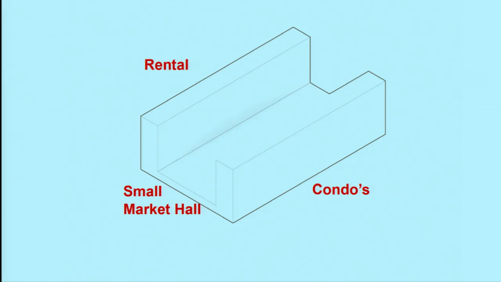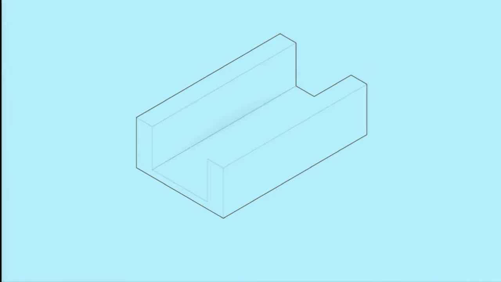So here you see it. It's a small market hall with condos and rental apartments, two slabs, super simple, and this they could actually afford. So here we built a model out of it instead of a computer model, just a physical one that you can put on the table and discuss, and then we started to play around with it.